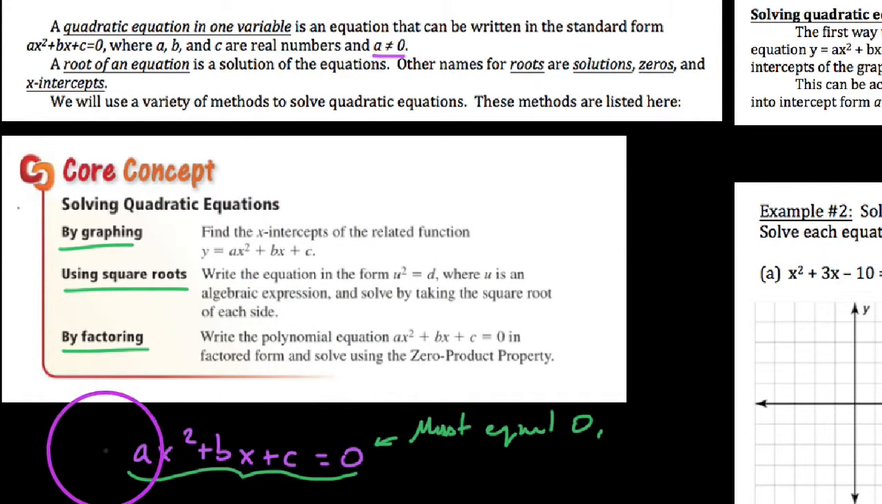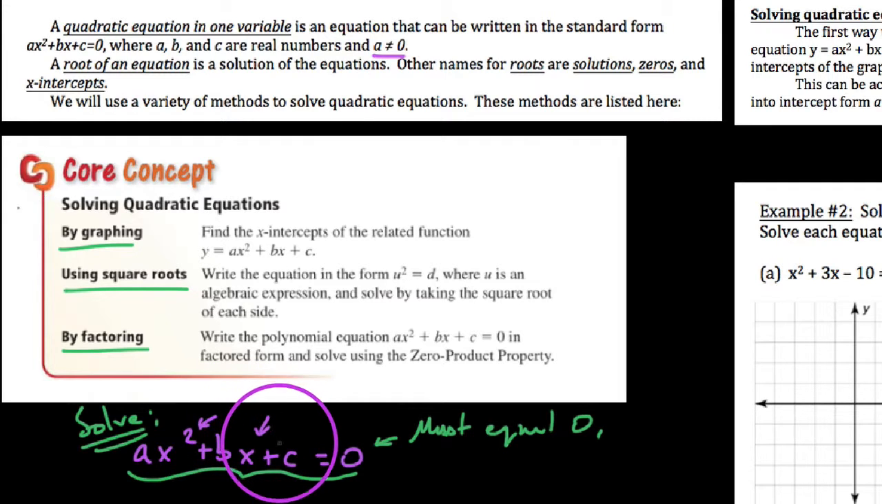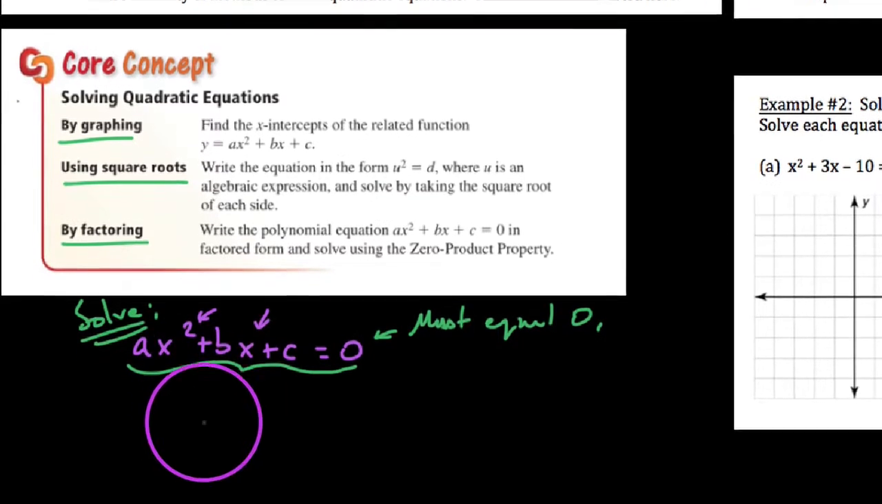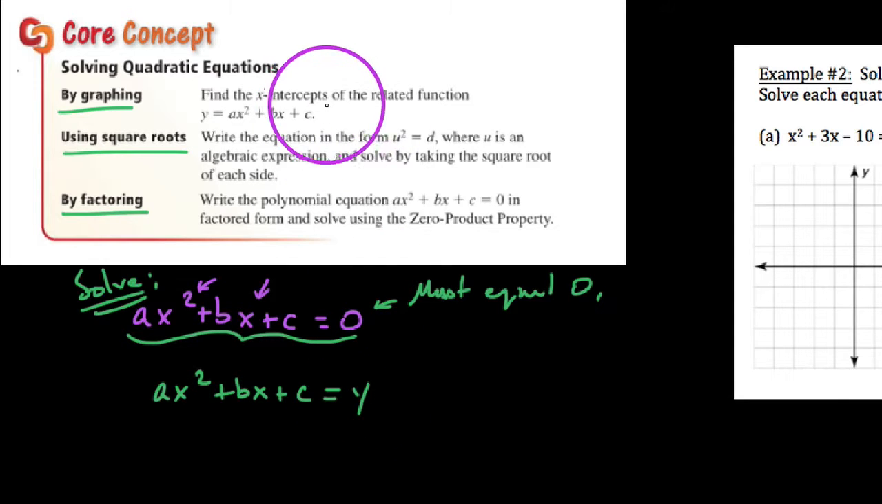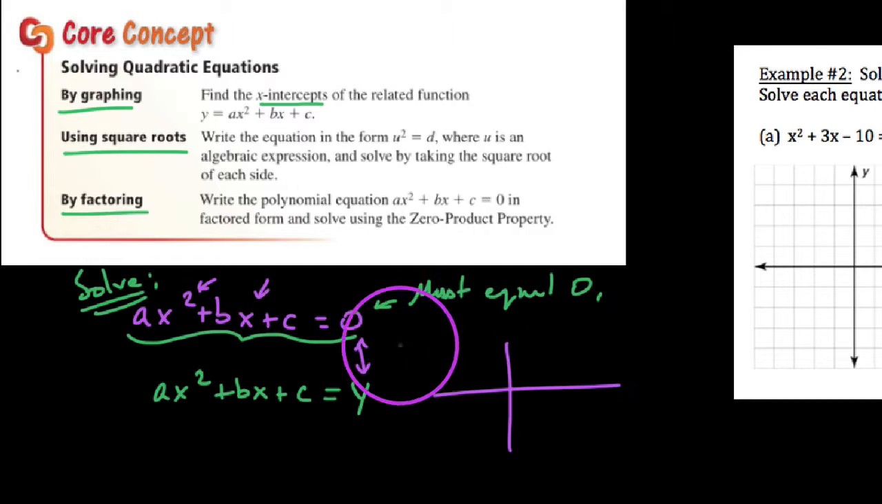The idea is if we're going to solve this equation right here, it's hard to get x by itself because we have both an x to the second and an x to the first term. So what we're going to do is graph the associated equation y equals ax squared plus bx plus c. What this says is find the x-intercepts of the related function. When we solve this equation, we're graphing this equation where we have a y, but when we solve it, we're looking for the x-intercepts because we're essentially letting this y value be equal to 0.